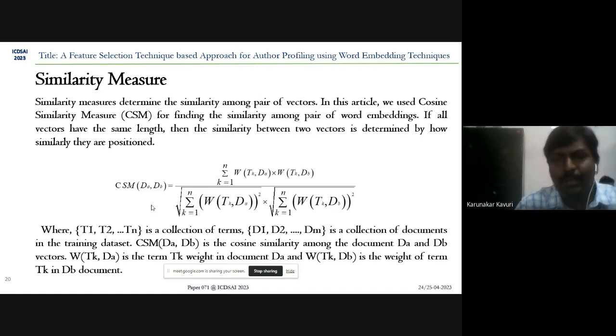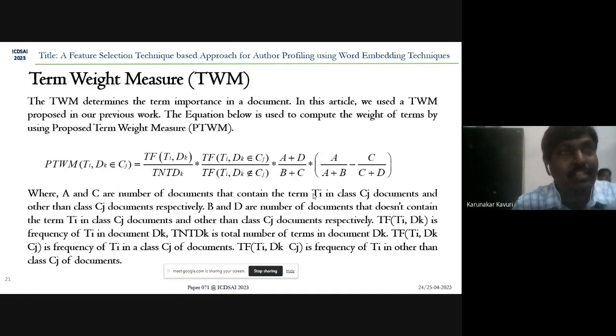So here, in my experiment there are a number of documents. I am comparing document A with document B. The TK is the term weight related to document A, and the TK is the term weight related to document B. So based on the normal similarity measure formula, I calculated the similarity measure among all the word embeddings. Later on I calculated the cosine similarity measure. Now in my hand, only the clusters. The cluster consists of a number of words.